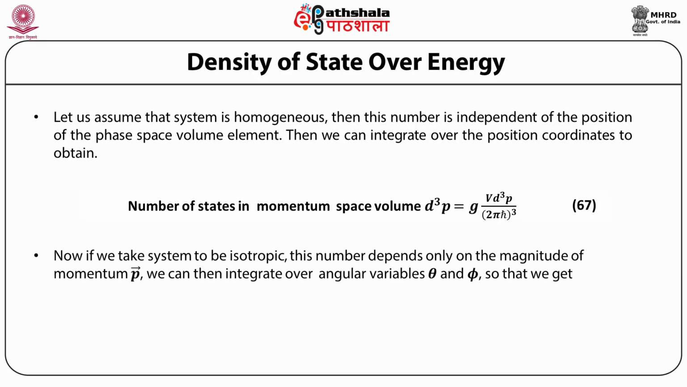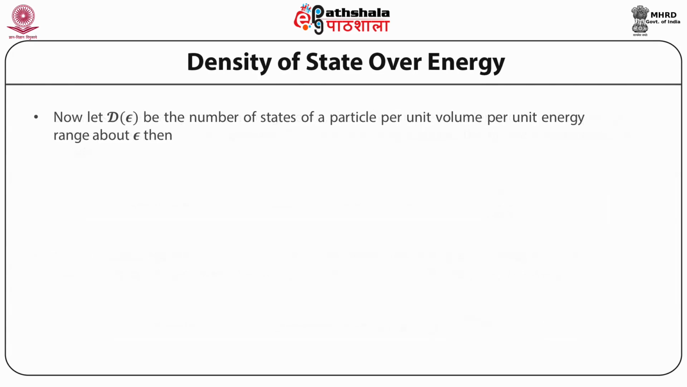Now if we take the system to be isotropic, this number depends only on the magnitude of momentum p. We can then integrate over the angular variables theta and phi so that we get the number of states between p and p plus dp is equal to g times 4 pi V p squared dp divided by (2 pi h bar) whole cube. Now let the density of states over energy be the number of states of a particle per unit volume per unit energy range about epsilon.